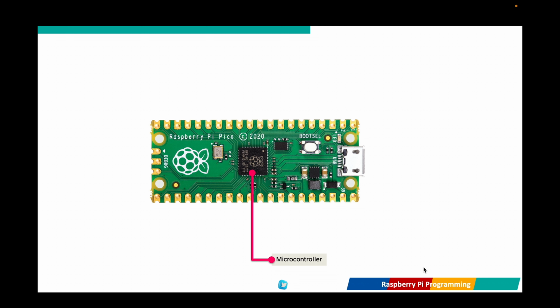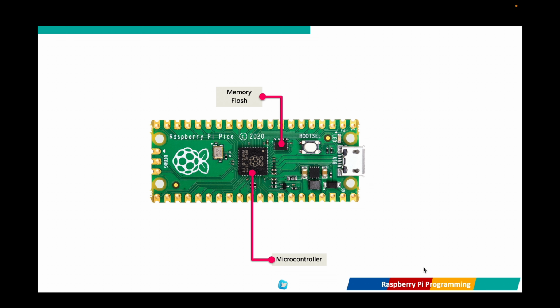Unlike Raspberry Pi 4, which runs on an operating system, the Pico executes programs directly from its flash memory, making it ideal for real-time processing tasks like sensor interfacing and motor control. Here is the memory. The Pico has 264 KB of SRAM, which is sufficient for most embedded applications.